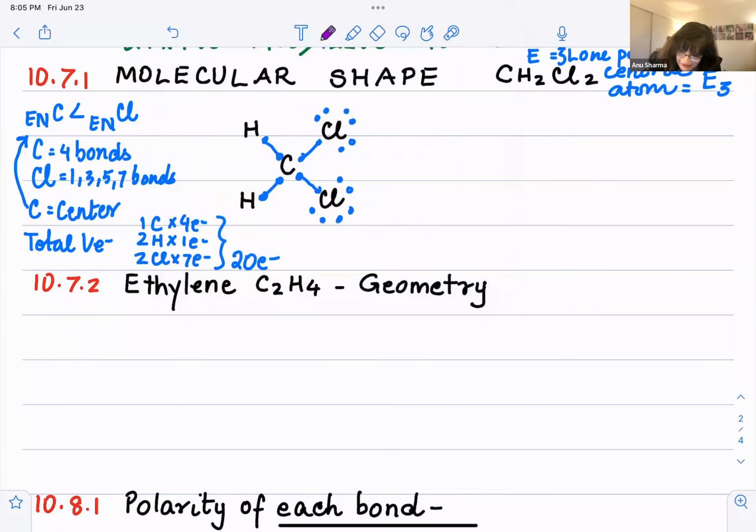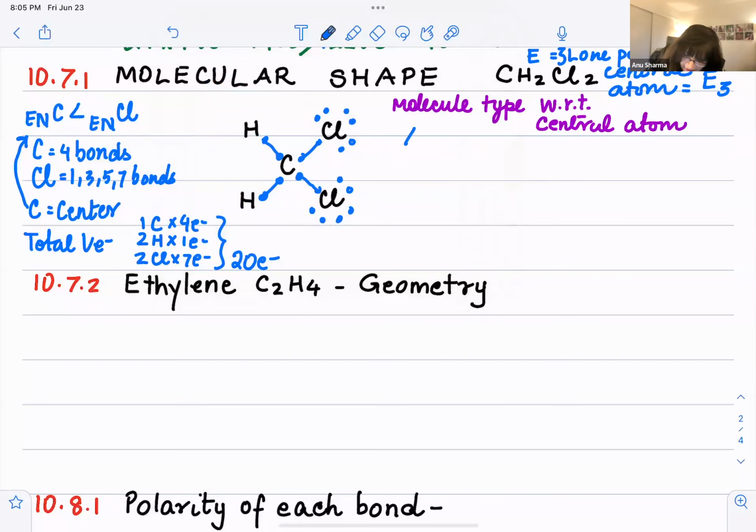Now what we see here is the molecular shape. So look at the ion or molecule type. It is always with respect to the central atom. So what is happening around the central atom? What species are there? We see the central atom, A, is the carbon. X: there are 4 atoms bonded. And then E is the lone pair. Carbon does not have any lone pair.